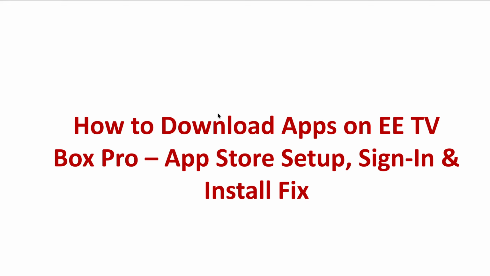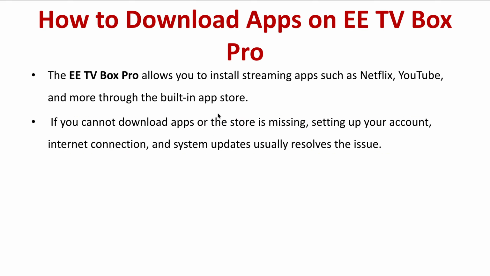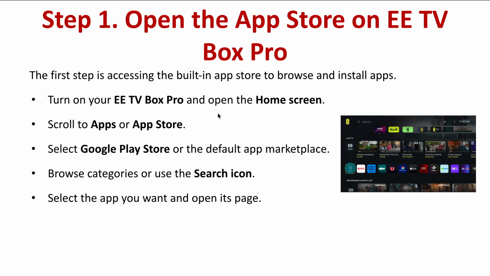So hey everyone, in this video we will see how to download apps on EE Box Pro, App Store setup, sign in and install fix. So how to download apps on EE Box Pro. The EE Box Pro allows you to install streaming apps such as Netflix, YouTube and more through the built-in App Store. If you cannot download apps or the store is missing, set up your account, internet connection and system update usually resolve the issue.